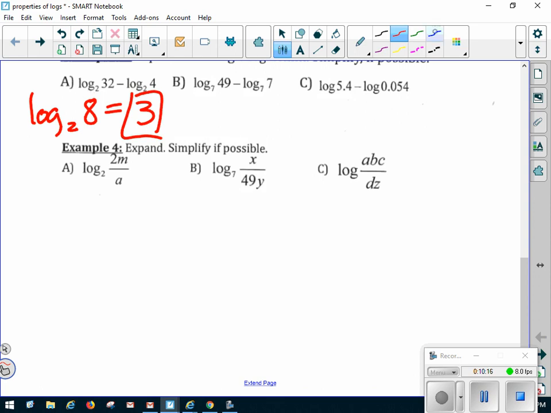What about B? Log base 7 of, where'd you get 7? 49 divided by 7, good, is 7. What's that equal? 1, good.